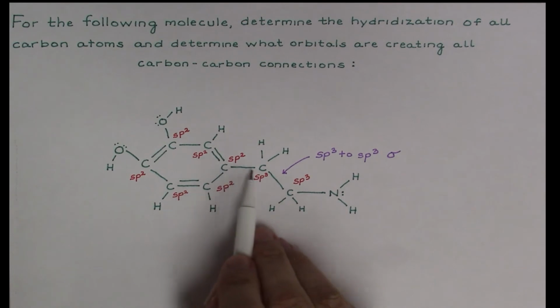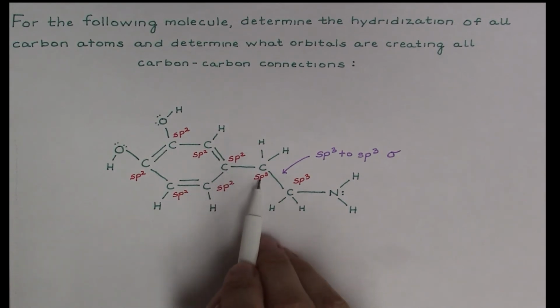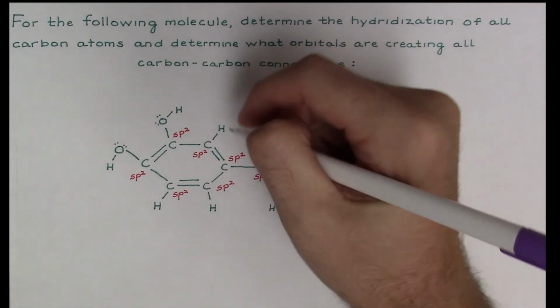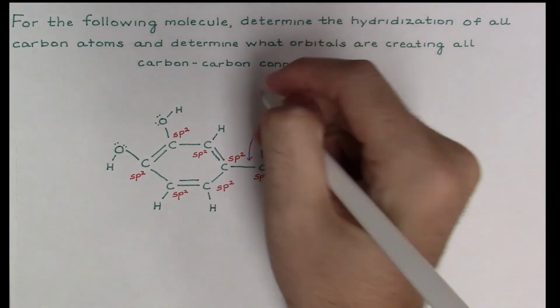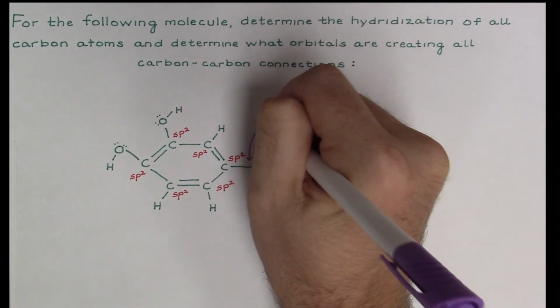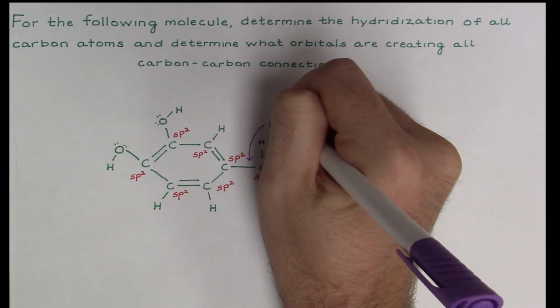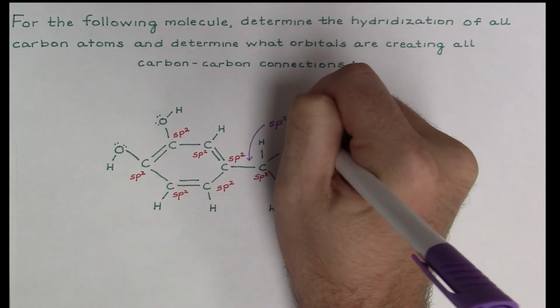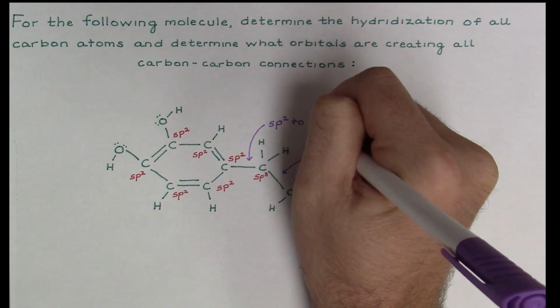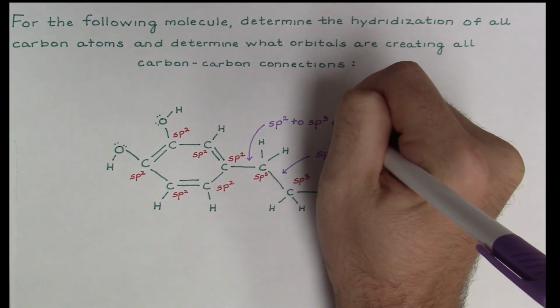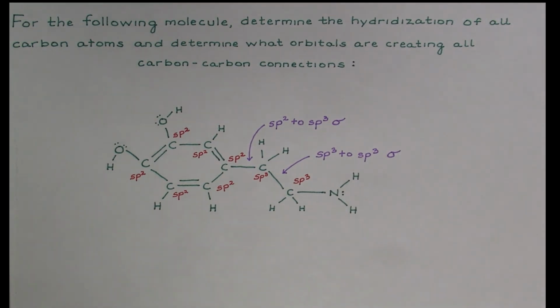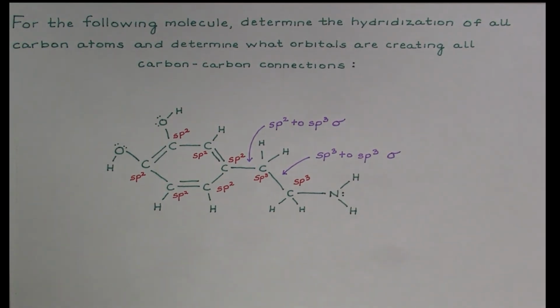For our other carbon-carbon bond, the one connecting to the ring, notice that I have an sp3 connecting with an sp2. So how I would label that is I would say that it's an sp2 hybrid orbital from the ring carbon to my sp3 orbital of the attachment, and this makes a sigma bond as well.